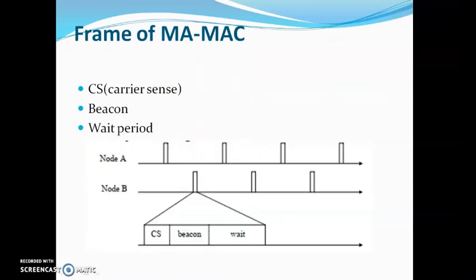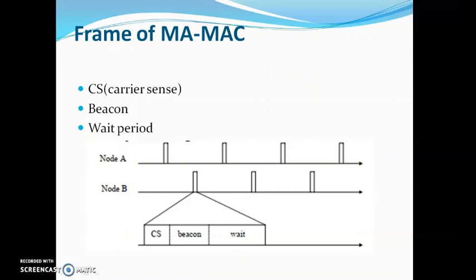Now the frame of MMAC protocol consists of carrier sense, beacon and wait period. The main function of a beacon is to inform the neighboring nodes that the sending node has started listening, and after the beacon, the sender node waits for the acknowledge from the neighboring nodes in the wait period.